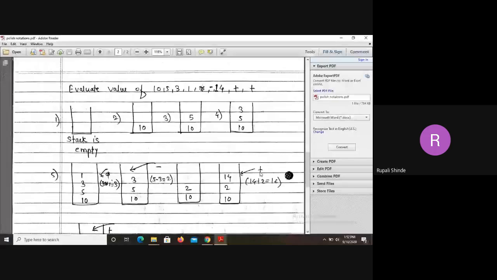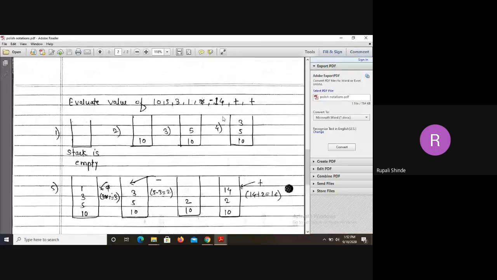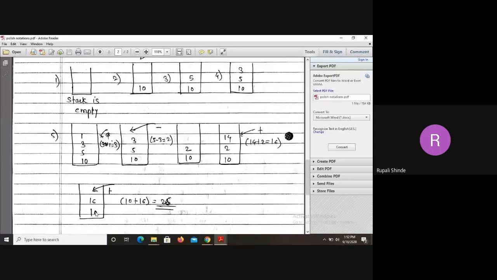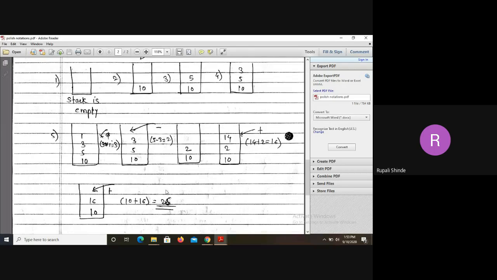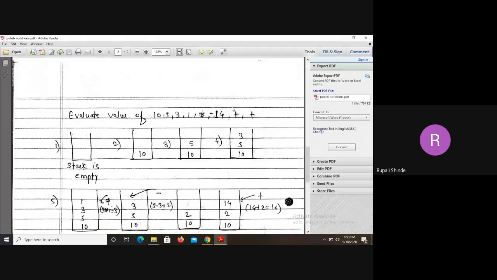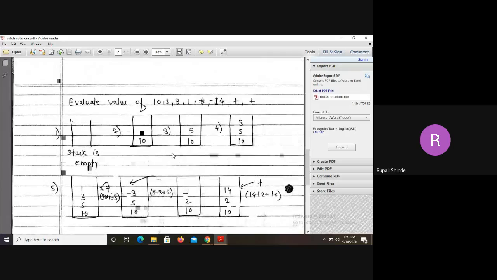The next symbol is plus. This is an operator, so again the same procedure. We have to apply addition over these two elements: 2 plus 14 is 16. That result we have to push onto the stack. And the last operator is again a plus operator. So 10 plus 16 equals 26. And at the end your stack is empty again. So we can stop here. We can say that we got the value of the given expression as 26. So in this way we can evaluate any expression.